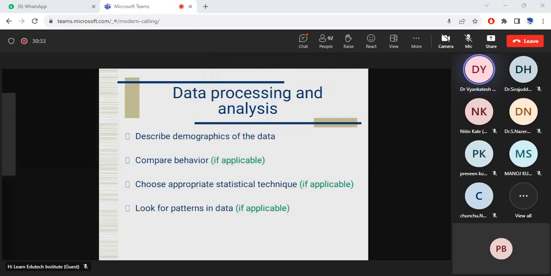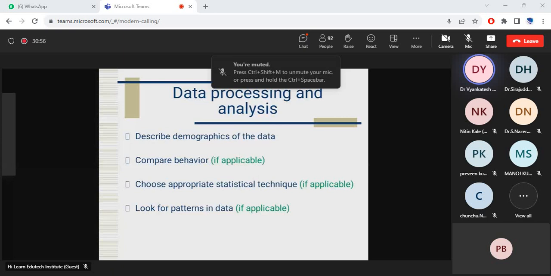Look up the pattern in data. Whatever patterns you are going to use, look up the patterns in data, whether it is a chi-square test, mean, mode, median, whatever data we are dealing with. So these are the three techniques we are going to deal with in data processing and data analysis. That makes sense in data analysis.